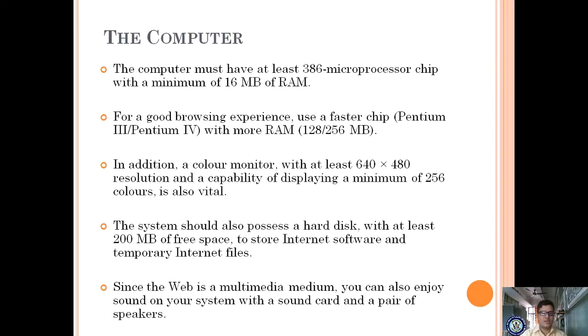Resolution means clarity. The system should also possess a hard disk with at least 200 MB of free space to store internet software and temporary internet files. Your system must have a high capacity hard disk. So you can store internet software as well as temporary internet files. For example, in your smartphone you are using memory cards. What is a memory card? Additional space. Likewise, your computer requires a hard disk.